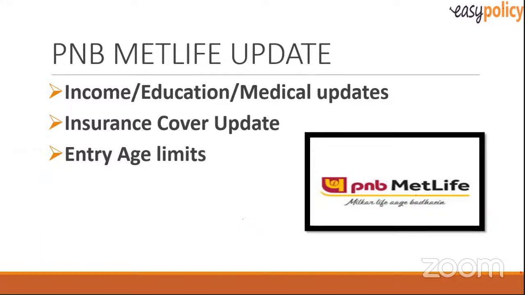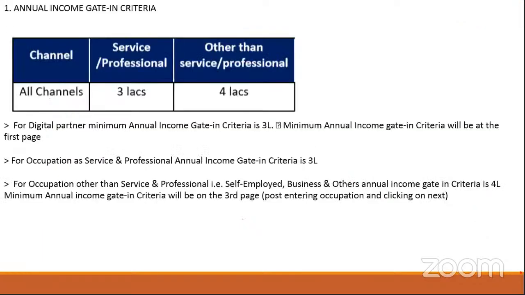The next company is PNB MetLife. For a service or professional profile, the minimum income criteria is 3 lakhs. And if it's a business profile, then 4 lakhs of minimum income is required. So no other conditions, plain and simple: salaried or professional, at least 3 lakhs; other than salaried and professionals, 4 lakhs for PNB MetLife.